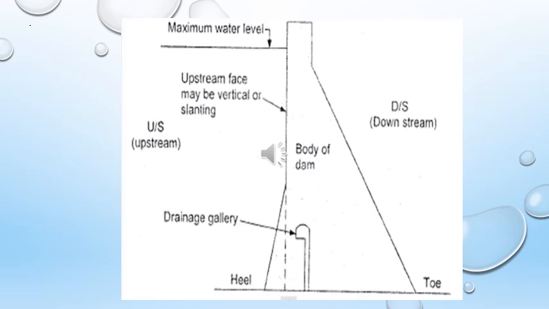Okay. And this is the body of the dam, and here we are providing some drainage gallery, so that it reduces some uplift pressure. Here it shows the maximum water level, and some portion of this gravity dam is vertical on the upstream side, and some part is inclined.